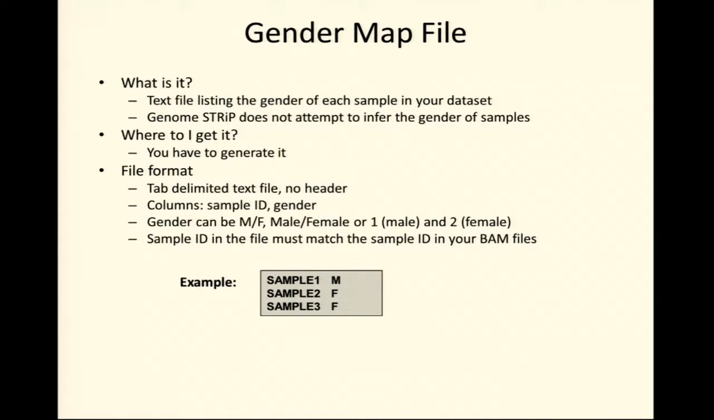And finally, in conjunction with the ploidy map, we need to know the gender of each sample. Genome STRiP doesn't try to estimate gender internally, so you have to supply a file with the gender of your samples, again, if you want to call on sex chromosomes. Is there a question?